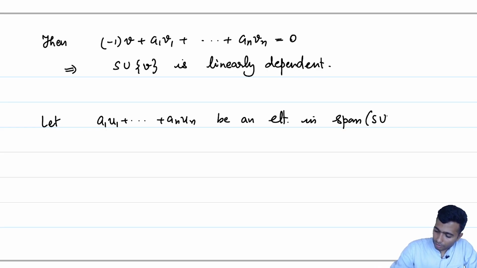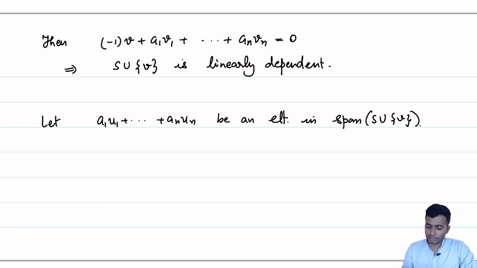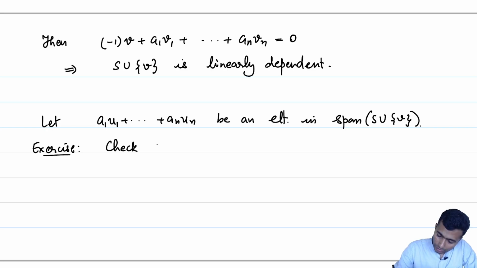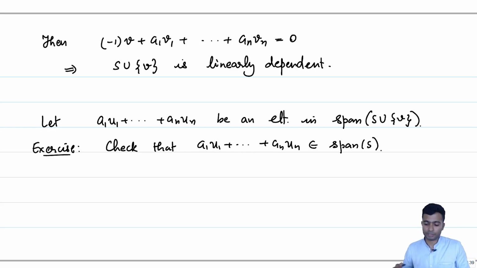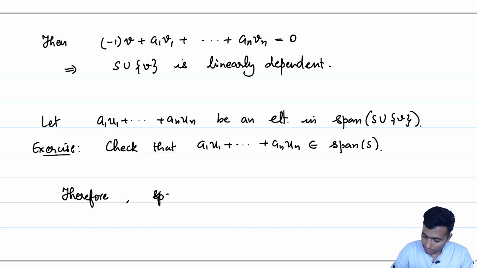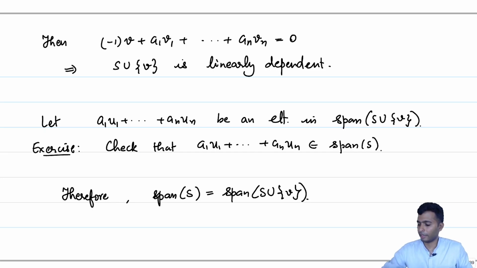of S union V, and by a very similar argument as earlier, let me give it as an exercise for you to check that a1 u1 plus up to an un is in the span of S. We have already done a very similar argument earlier, and therefore we get that span of S union V is contained in span of S, but S is contained in S union V, therefore span of S is always contained in the span of S union V, and therefore with both the implications, span of S is equal to span of S union V. And with that we have settled 1.